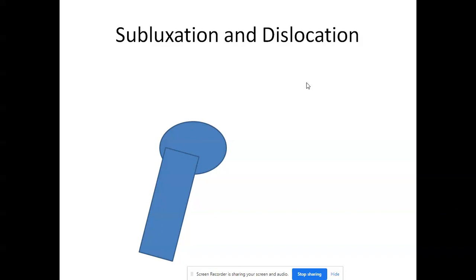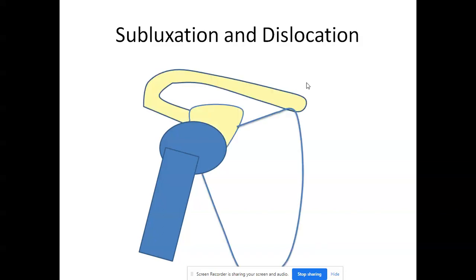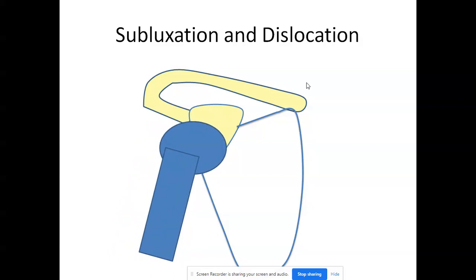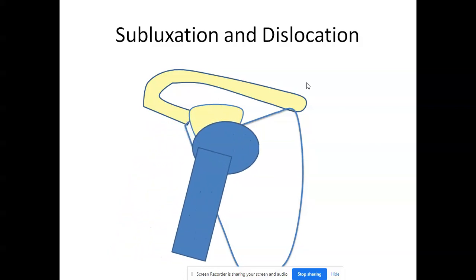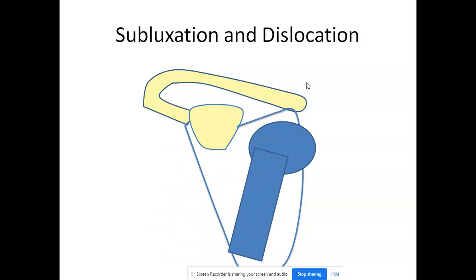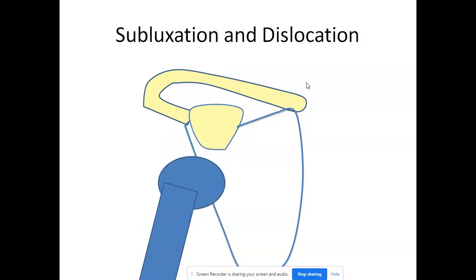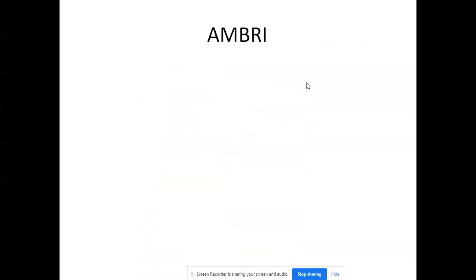Coming to subluxation and dislocation. I just explained in the last slide what subluxation is. Subluxation is a bone moving away from its normal alignment but still in contact with the parent bone, whereas dislocation is loss of contact with the parent bone. This is your subluxation. It has moved away from its alignment, whereas this is your dislocation. This is anterior dislocation. This is posterior dislocation. This is your inferior dislocation.